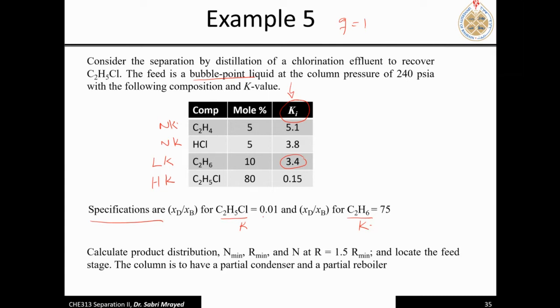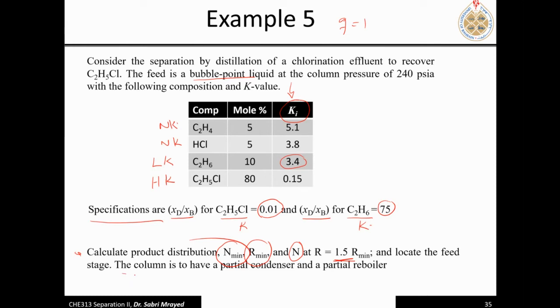Now, I'm given these values, 0.01 and 75. Keep them in mind. This is xD over xB, of course, the ratio of the composition in the distillate and the bottom. D means distillate, B means bottom, or W here. And he wants you to calculate, first of all, the minimum number of stages, the minimum reflux ratio, and the number of stages at R equal 1.5 R minimum, and locate the feed stage.